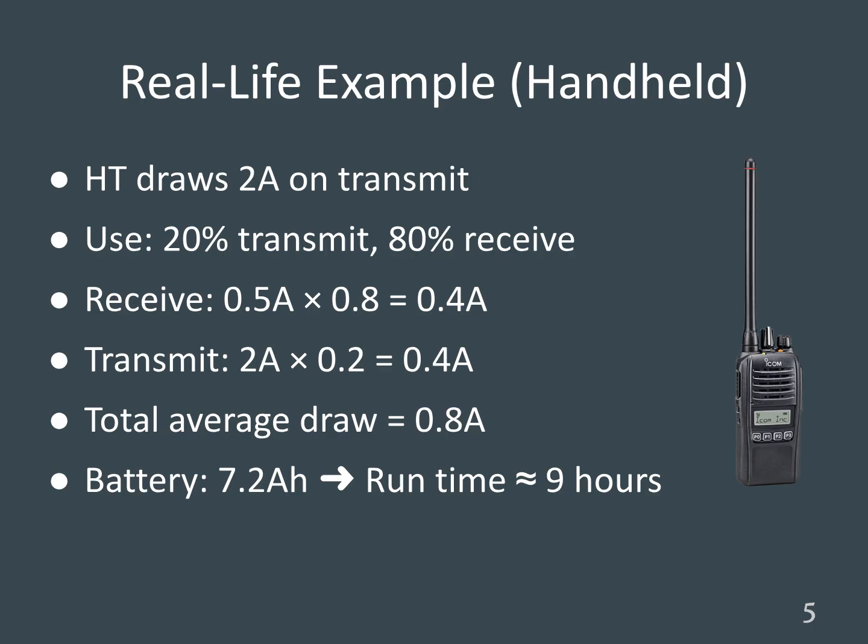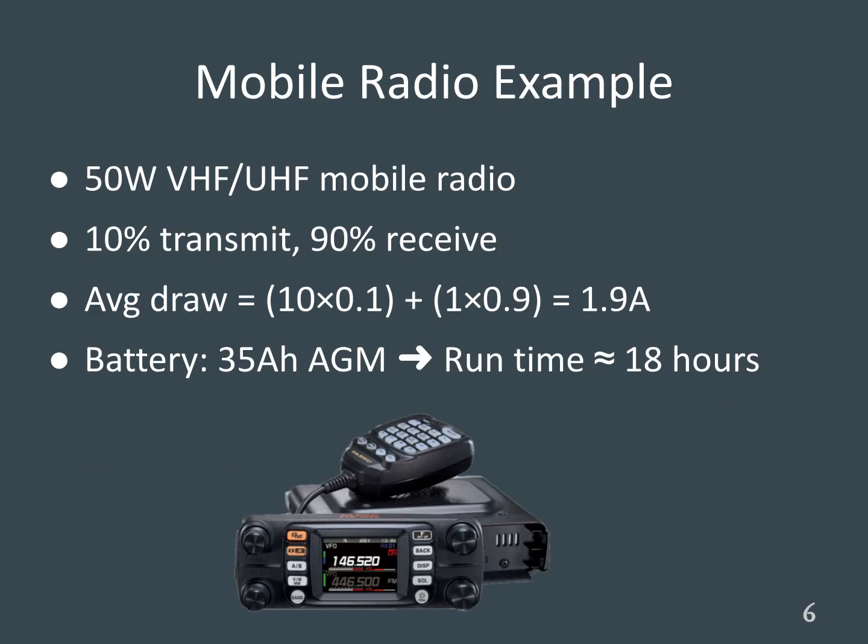Next slide, please. Here we have an example of a mobile radio. With mobile radios, the numbers get a little bit bigger. If we transmit 10% of the time versus receive 90% of the time, with an average draw of 10 amps 10% of the time, plus 1 amp 90% of the time, that'll equal 1.9 amps. If we connect that to a 35 amp hour AGM, the runtime is approximately 18 hours.